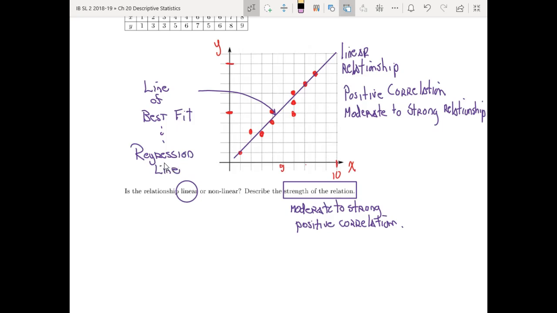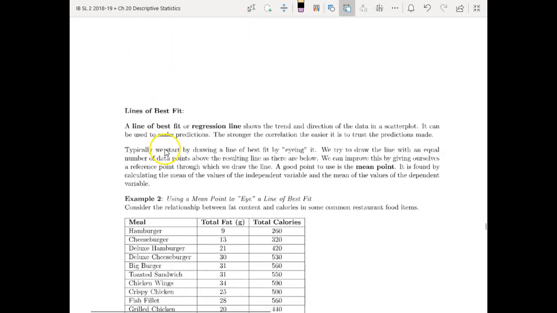So there's all types of regression, guys. There's linear regression, there's exponential regression, there's logarithmic regression. When you're trying to fit a curve to a collection of data, that process is called regression. Okay, so a line of regression or a line of best fit shows the trend and the direction in a scatter plot. And the better it fits, the better our prediction.